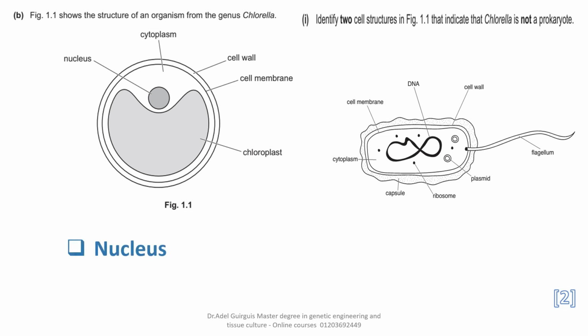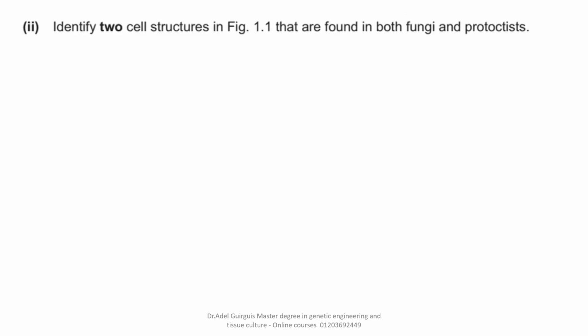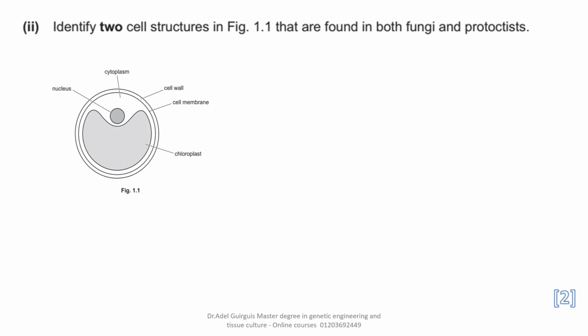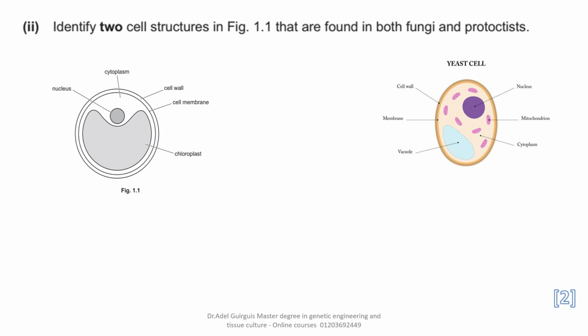It contains a nucleus. Okay, it has a chloroplast, a cup-shaped chloroplast. Letter double I, identify two cell structures in figure 1.1 that are found in both fungi and protoctists. Chlorella here, and this figure is a yeast cell as an example of a unicellular fungus. Okay, yeast cell.